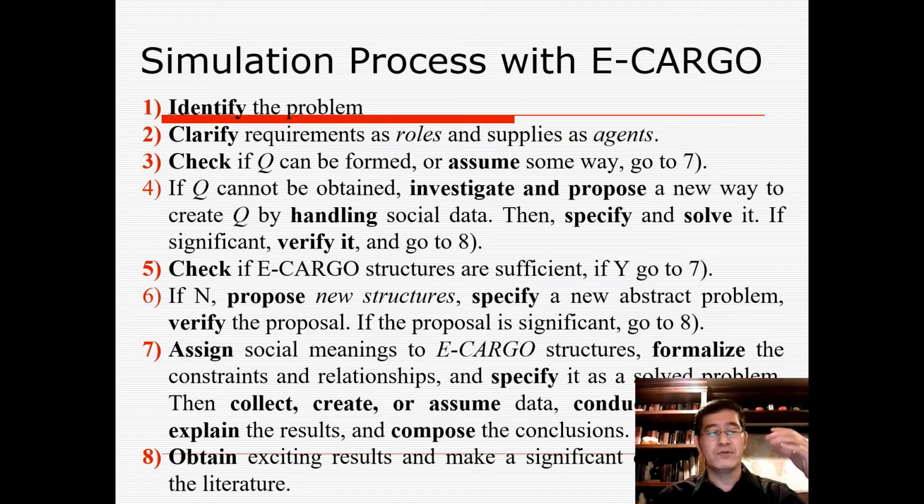And also you can think of a social problem and assign meanings to the structures like agent, role, group, performance, or assignment. Then you can introduce other structures to reflect more social meanings. Yeah, and then you obtain the results: you can make assumptions with random numbers, or you can collect real numbers, and then you get the result numbers.